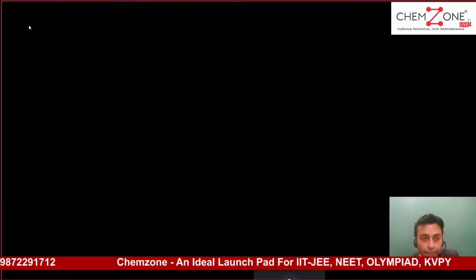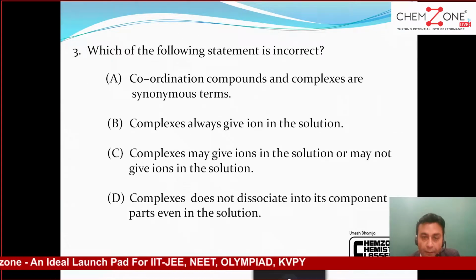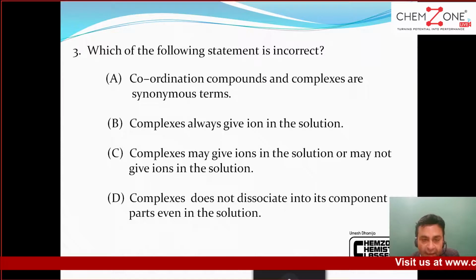Clear? Complex gives ions in the solution. Yes, it may give, right? So the first statement is correct, right? The rest are all correct statements. But our question is which is the incorrect one.